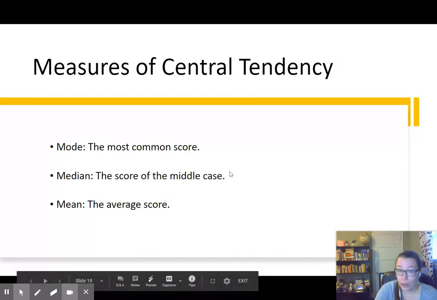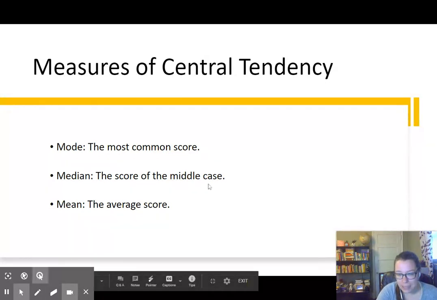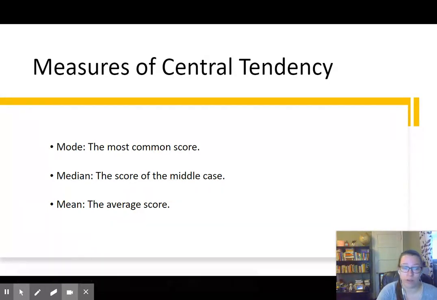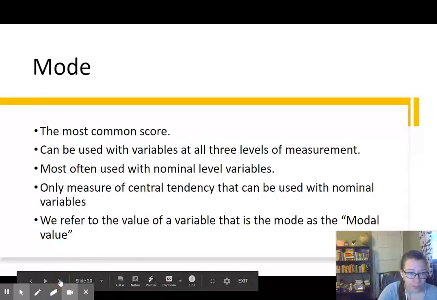And so again, we have our three measures of central tendency. They are mode, which is the most common score, median, which is the score of the middle case, and mean, which is the average score. We can use mode with all types of variables: nominal, ordinal, interval, ratio. However, we can only use median and mean with interval ratio and ordinal variables.